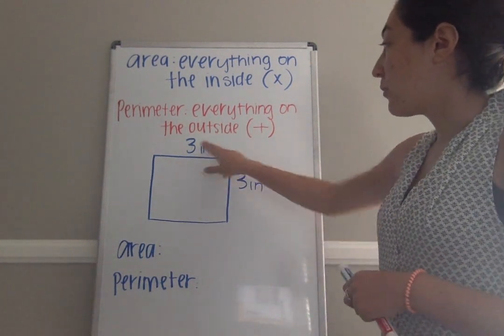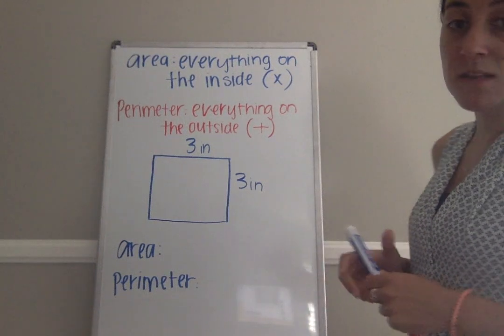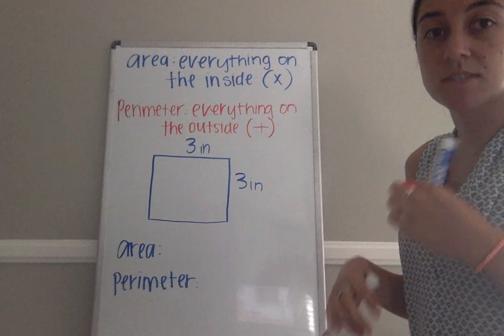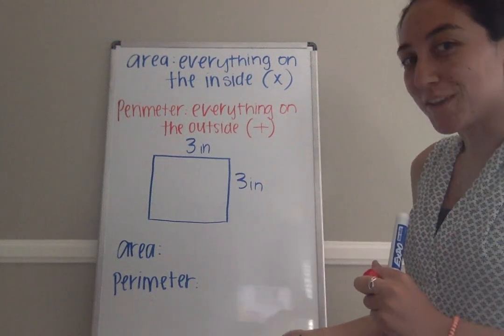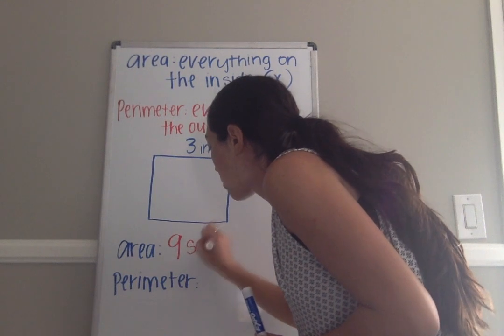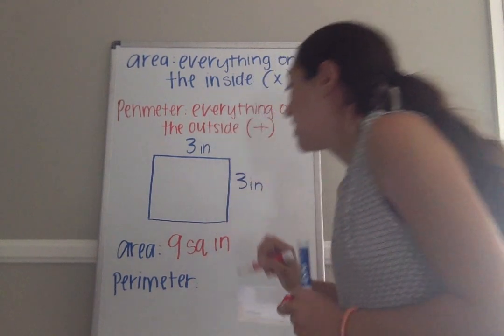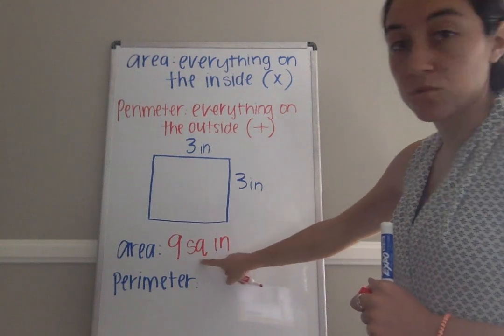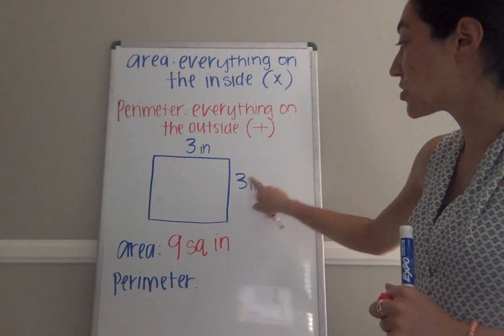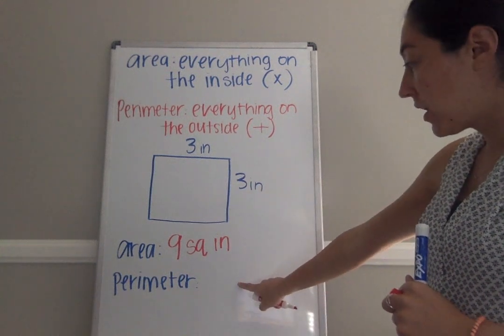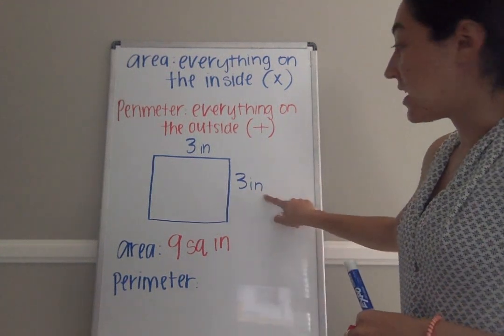So to find the area, we're going to multiply these two numbers. So it's going to be 3 times 3, and 3 times 3 is, hopefully you said 9. So our answer here is going to be 9 square inches. Also, really good to remember that area is always labeled with square inches, or square and then whatever the unit is, whereas perimeter is only going to be in inches.